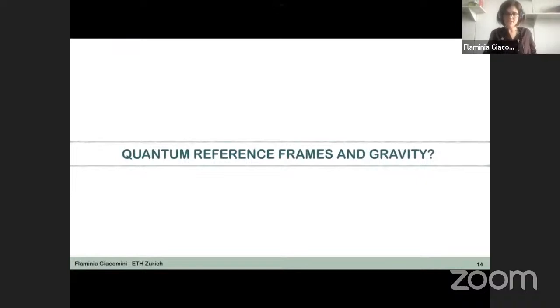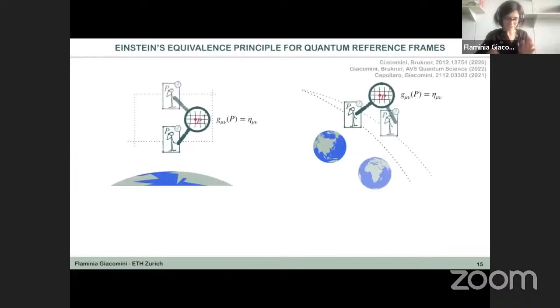Okay, so now I promise that there will be some connection with gravity. So here it comes. I'm going to talk about two different things. The first one is more speculative and fundamental, so at the conceptual level. And the second one is instead an experiment that we can actually do. This first topic is the Einstein equivalence principle.